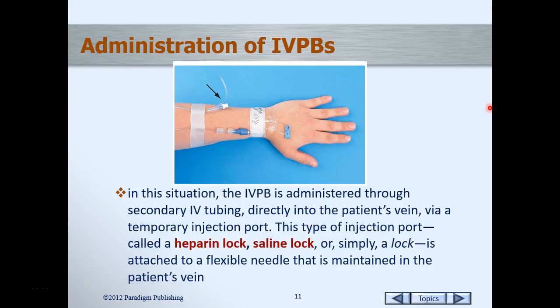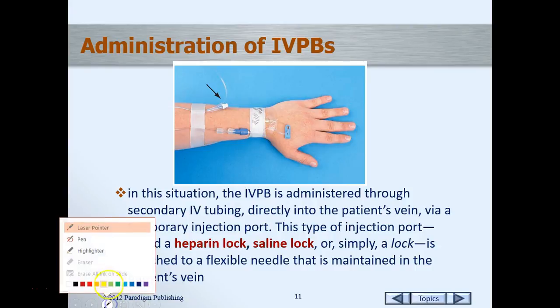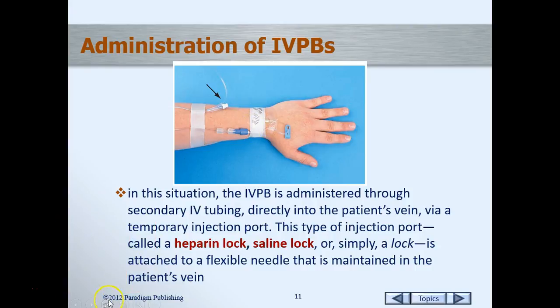Now, if they don't have a line, we may have a secondary tubing that's directly into an injection port via the vein. This is known as a HEP lock or a saline lock, or just commonly referred to as a lock. So right here is where that lock is located. They have it into the patient's vein at this level, and then that secondary tubing is attached at that port.